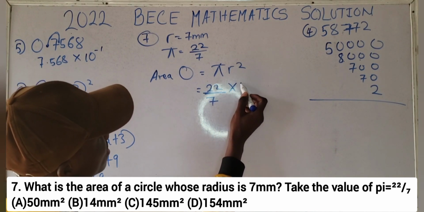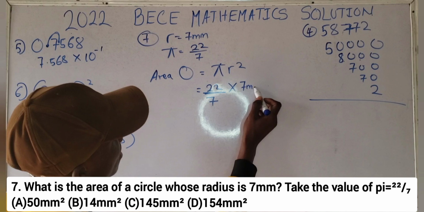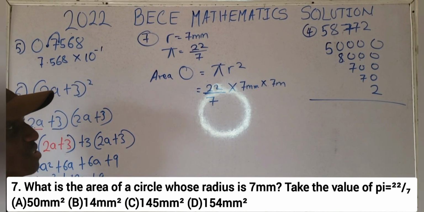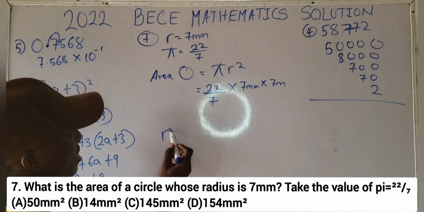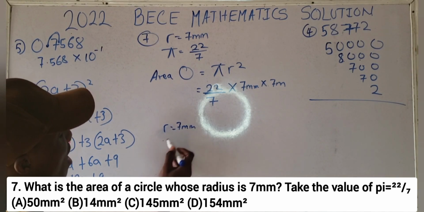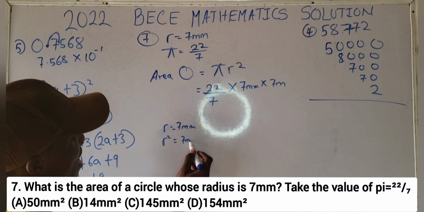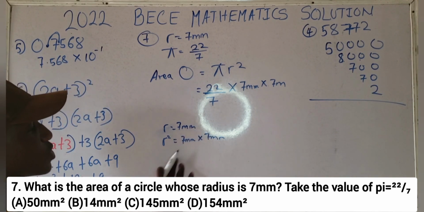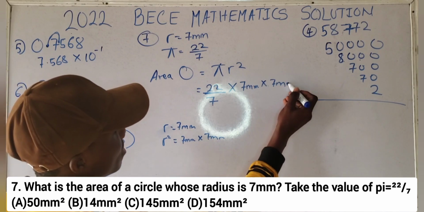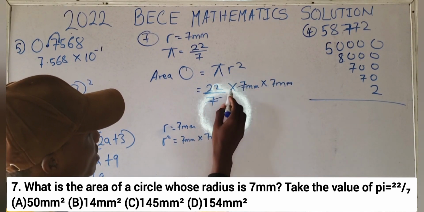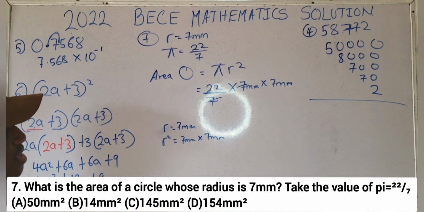r squared means 7 millimeter multiplied by 7 millimeter. Are you paying attention? You see, r squared, r is what? r is 7 millimeter. r squared is 7 millimeter times 7 millimeter. You understand? So that is how I got r squared as 7 millimeter times 7 millimeter. Now, from this point, all you have to do is that this 7 will cancel this 7. Okay?